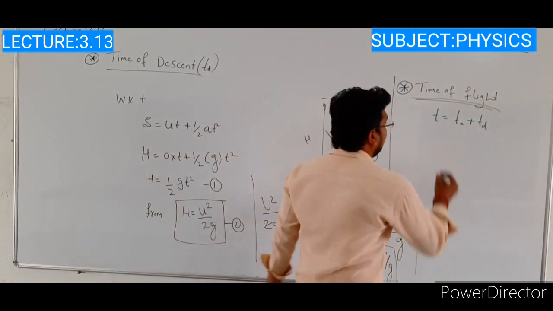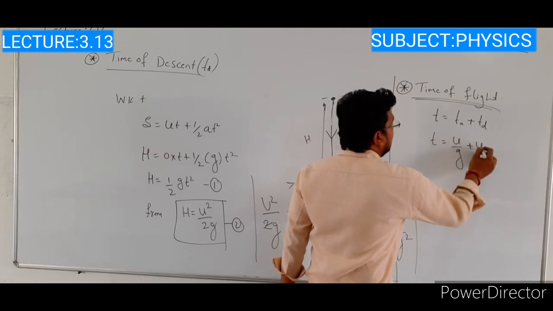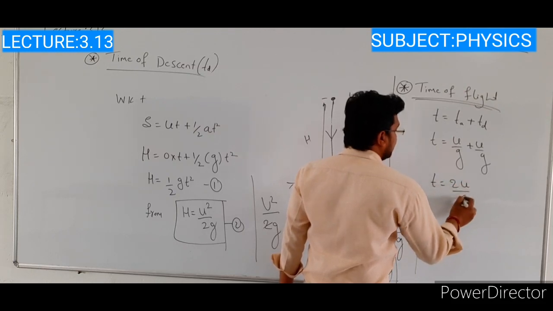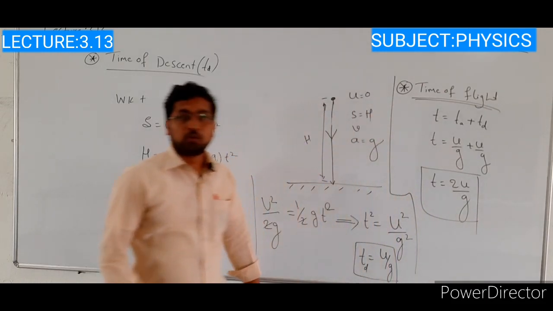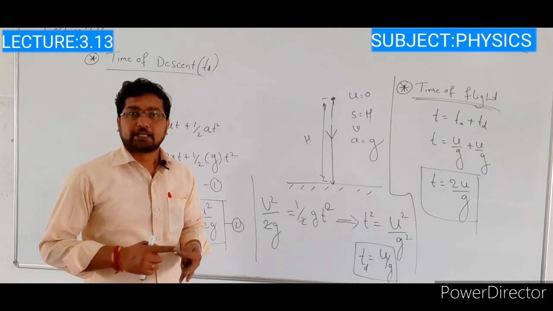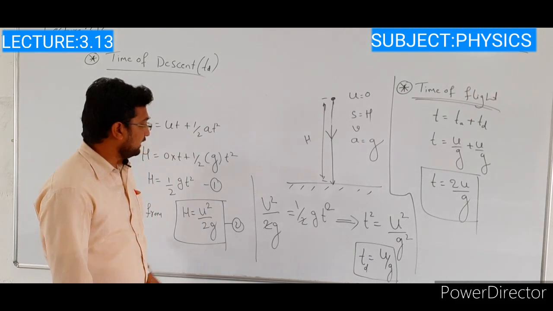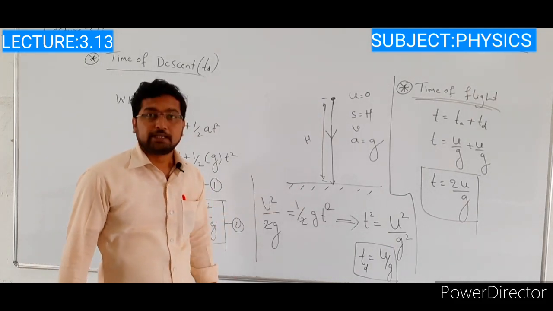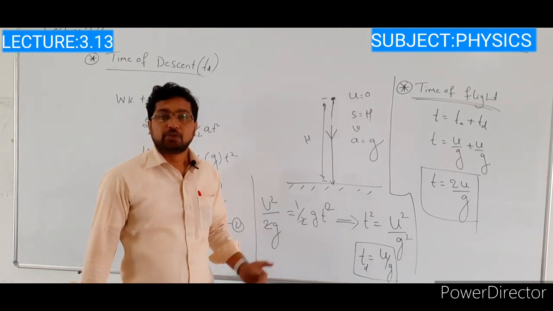Okay, see here. Already we know that the time of ascent value is u by g and the time of descent value is also u by g. Then time of flight is equal to 2u by g. Right. So these are the maximum height, time of flight, time of ascent and time of descent. Maximum height formula is h equal to u square by 2g. Time of flight is 2u by g. Time of ascent value is u by g and time of descent value is also u by g.